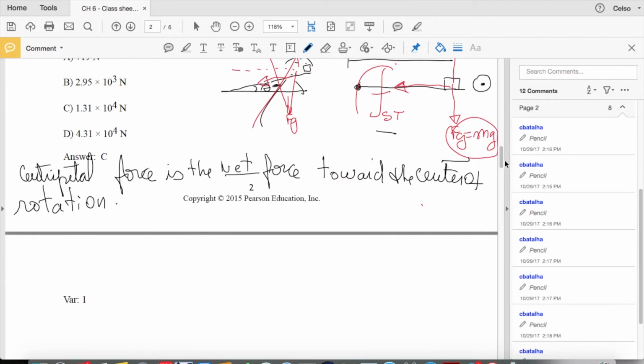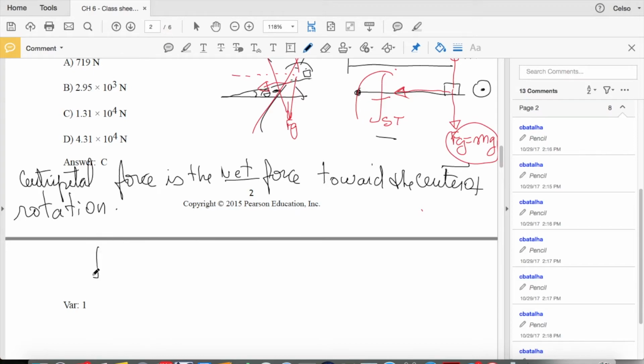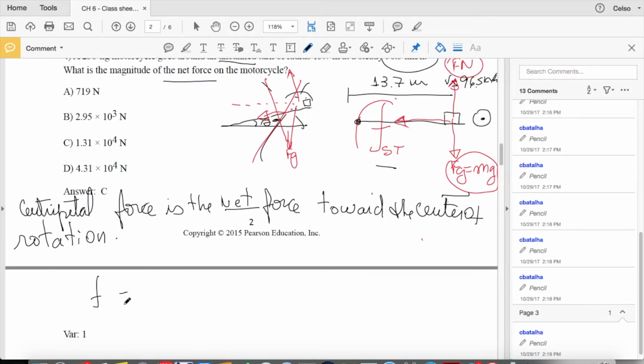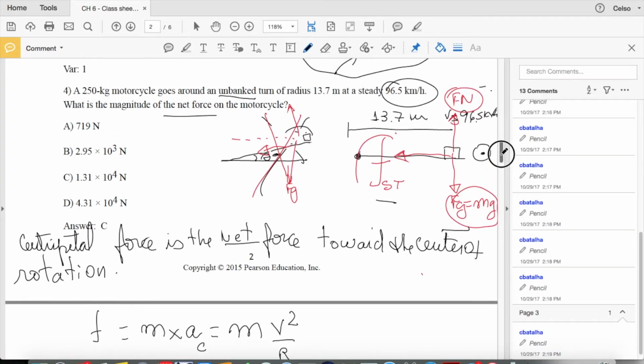So in this case, which force is centripetal? Well, friction. Friction is the centripetal force, and that is equal to the mass of that object times centripetal acceleration. And centripetal acceleration has an expression, and that is v squared over r. Okay? So you have to know the mass of the object, and the mass is 250 kilograms. We have to find the speed. The speed is given, so 96 kilometers per hour.